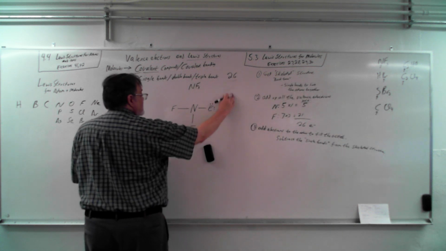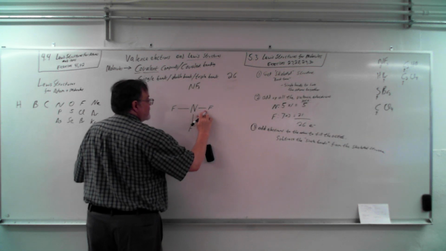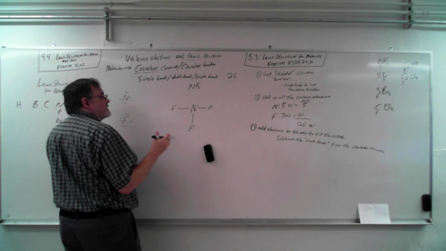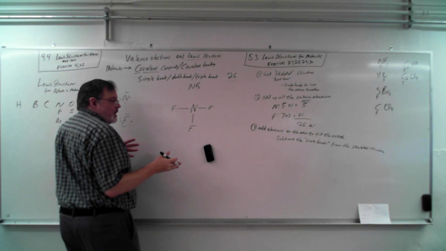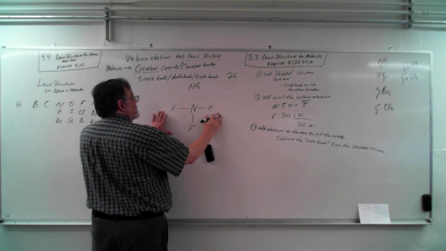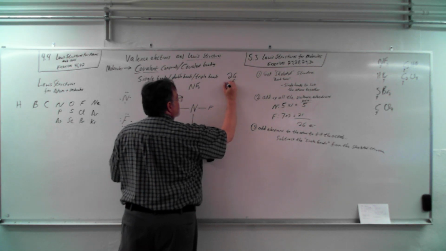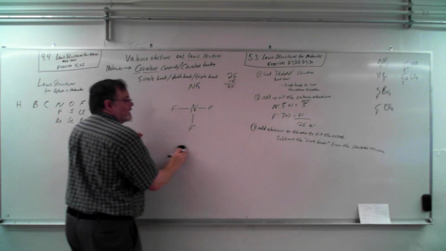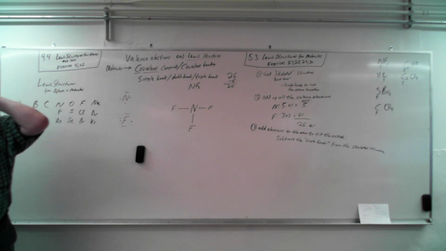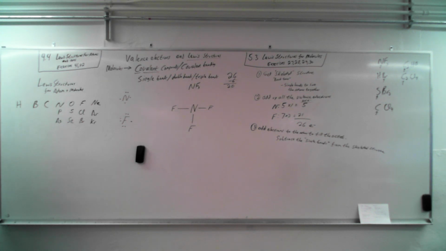So I started with 26. Let me back off this. So I've got 26 valence electrons to work with. But just to make this skeletal structure, I've used 2, 4, 6. I've already used 6, so really I have 20 left to play with. So you do have to include those single bonds you use to get the skeletal structure pasted together.